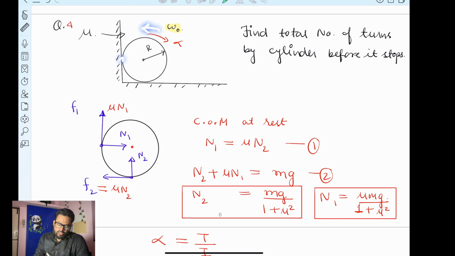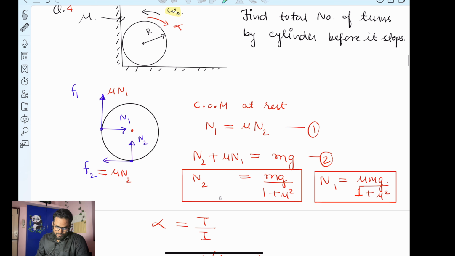The cylinder is rotating in this direction, so there would be friction here and friction here. This friction would create a torque, and that torque would create an alpha in the opposite direction, and that is how it is going to stop. But before stopping it is rotating, so it would cover some angle, and from that we can convert it into the number of turns.